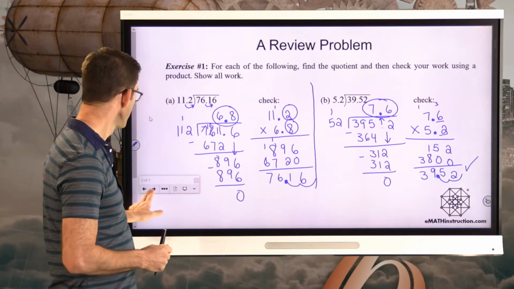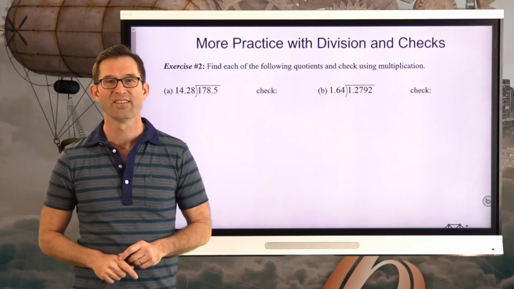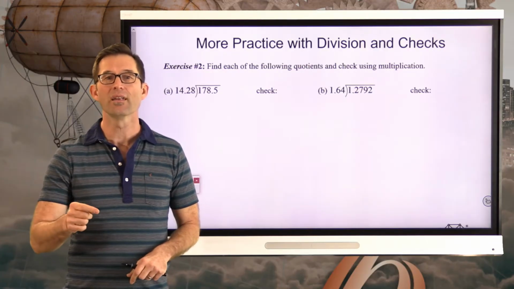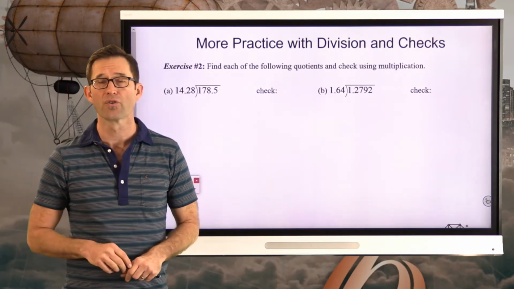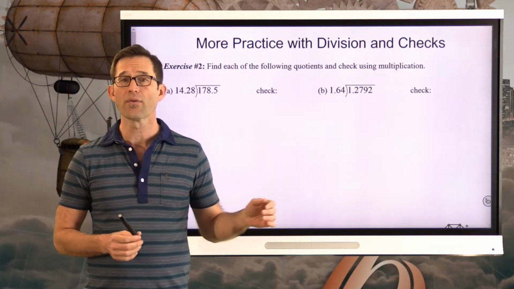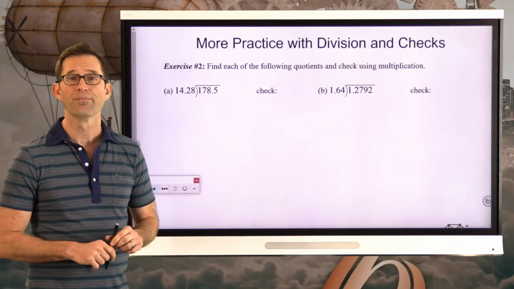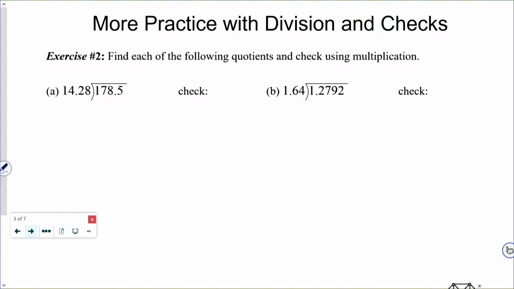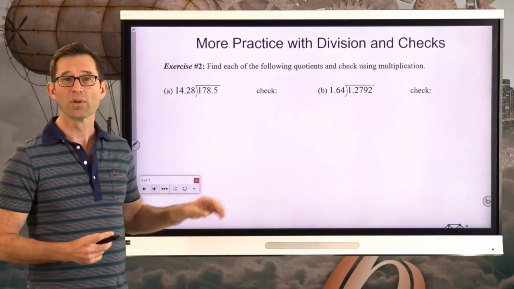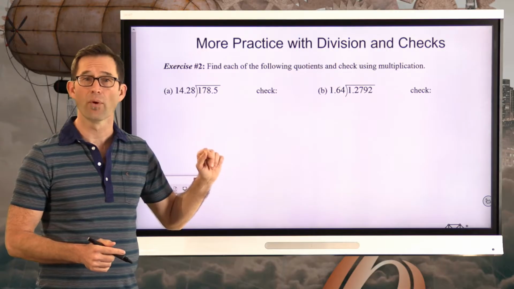Nothing new yet. More practice with division and checks, right? Because this can get worse and worse, harder and harder in terms of the complexity of the division. So let's take a look at another one of these together, and then we'll have you do letter B on your own. So exercise number 2. Find each of the following quotients and check using multiplication. All right. So in letter A, we have 14.28 divided into 178.5.